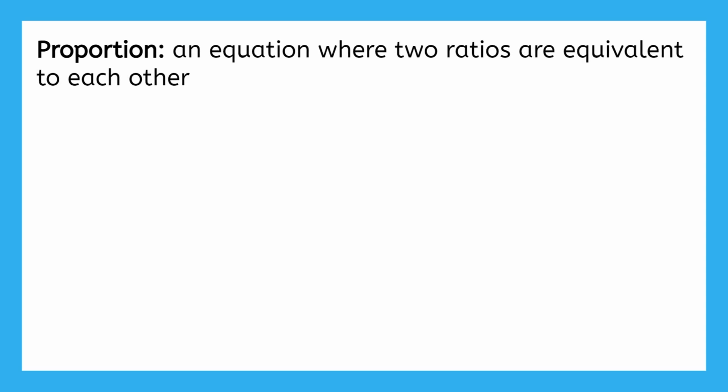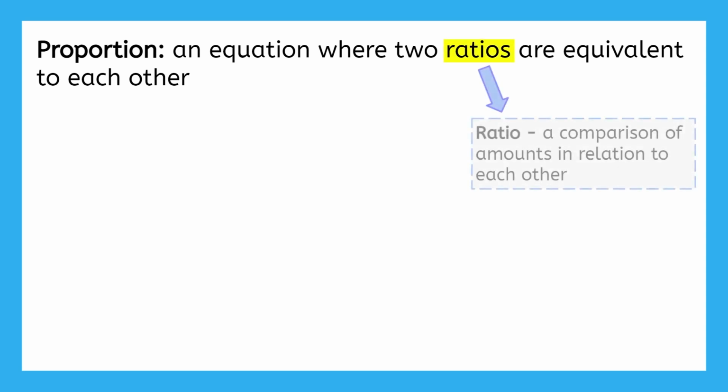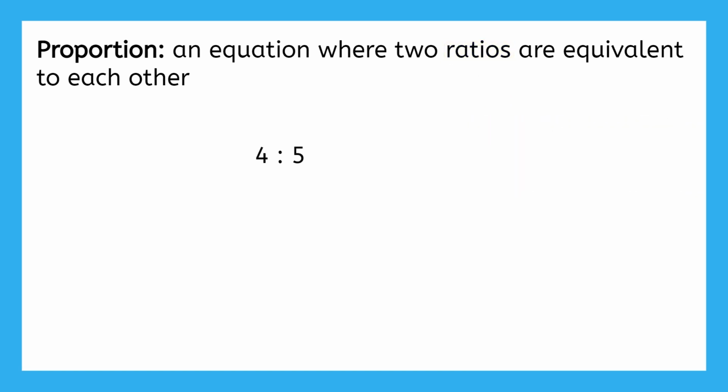Let's start by defining proportion. A proportion is an equation where two ratios are equivalent to each other. We learned in the previous lesson that ratios are a comparison of amounts in relation to each other. Here's a ratio, and it happens to be simplified because both 4 and 5 don't have any common factors. What about this ratio? Can this be simplified?